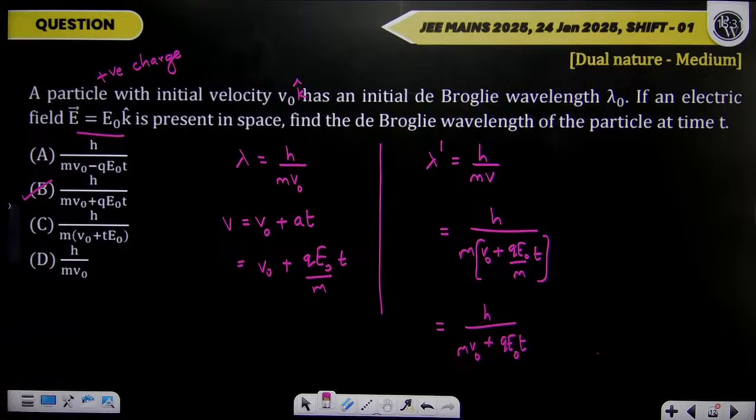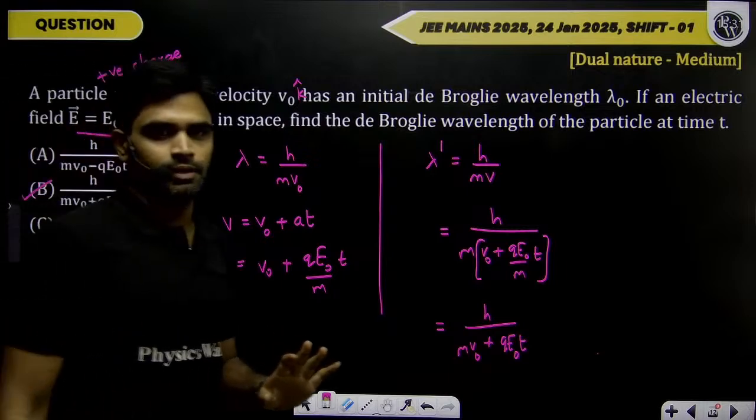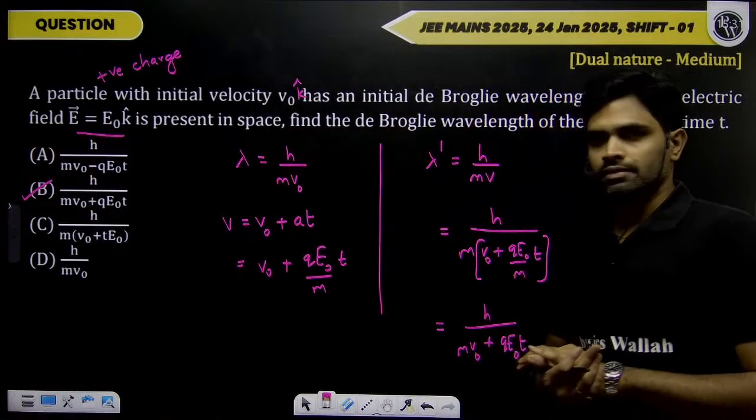But if it was a negative charge, option A would have been correct, because the velocity will reduce as the field will repel.